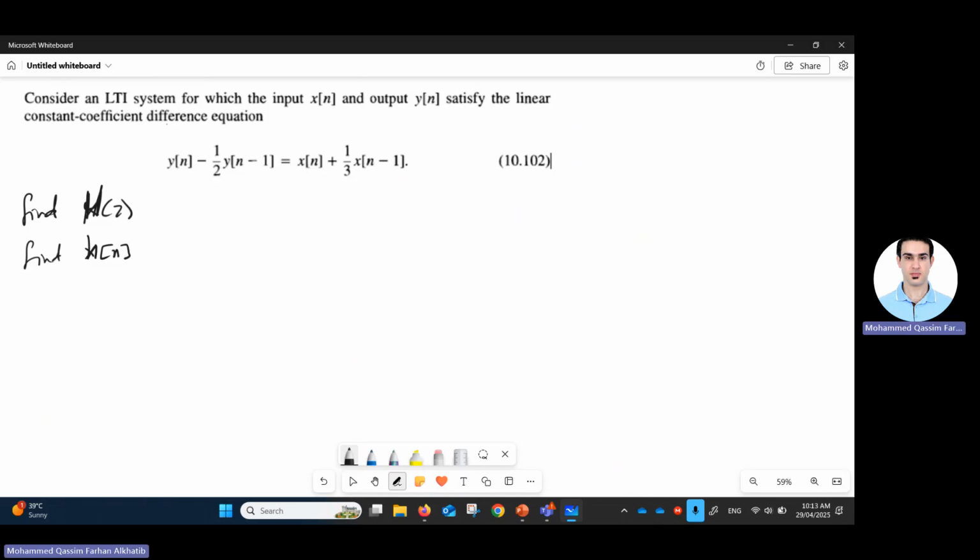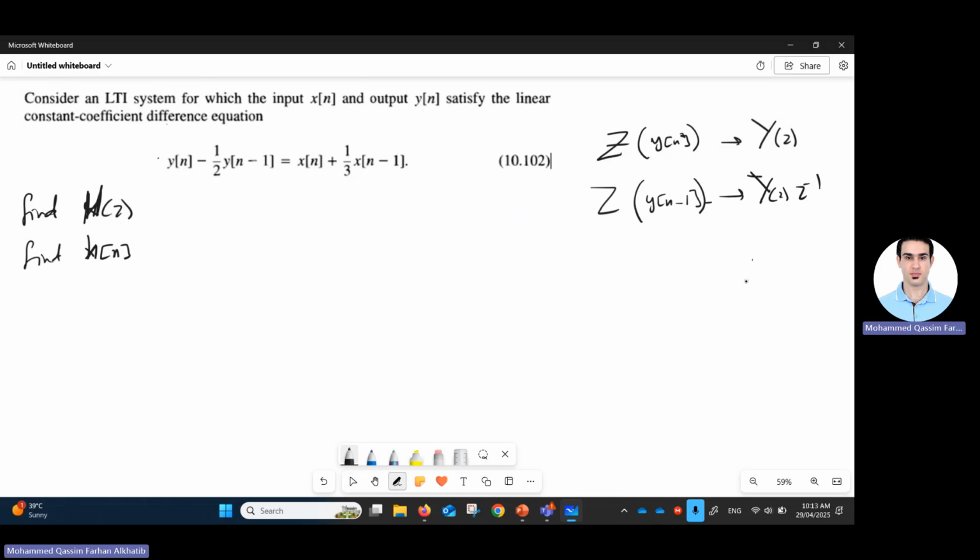Okay, so let's apply the z transform for this. The z transform of y of n will be y of z. The z transform of y of n minus 1 will be y of z times z to the negative 1, and so on, x of z, and so on.